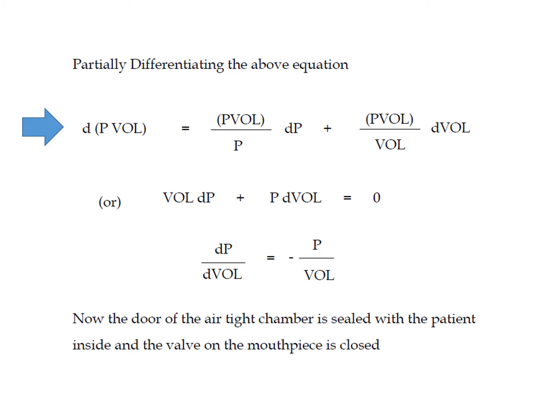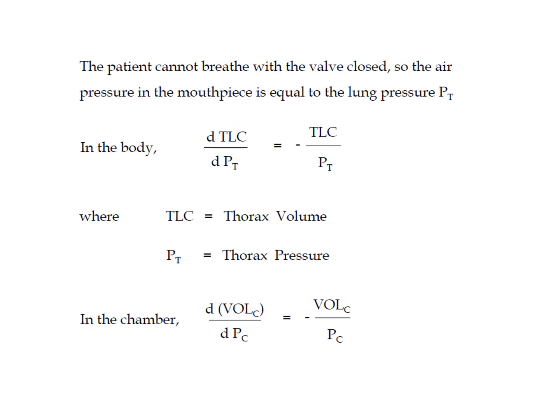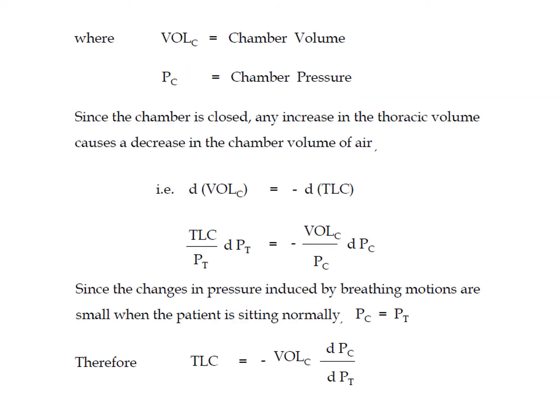Now the door of the airtight chamber is sealed with the patient inside and the valve of the mouthpiece is closed. The patient cannot breathe with the valve closed, so the air pressure in the mouthpiece is equal to the lung pressure Pt. In the body, dTLC by dPt equals minus TLC by Pt, where TLC equals thorax volume and Pt is thorax pressure. In the chamber, dVc by dPc equals minus Vc by Pc, where Vc is chamber volume and Pc is chamber pressure.